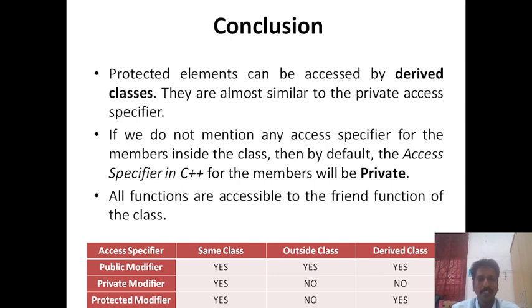Finally, all members are accessible to the friend functions of the class. This table depicts the scope of the different access specifiers for variables or methods declared under them. If it is public, the same class can access, outside the class can access, and the derived class can also access. If it is private, only the same class can access; outside the class and the derived class cannot access. If it is protected, the same class can access, outside the class cannot access, but the derived class can access. So thank you.